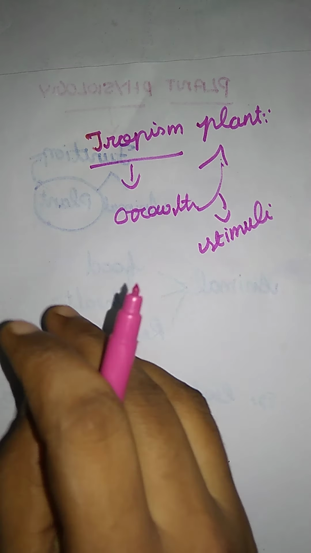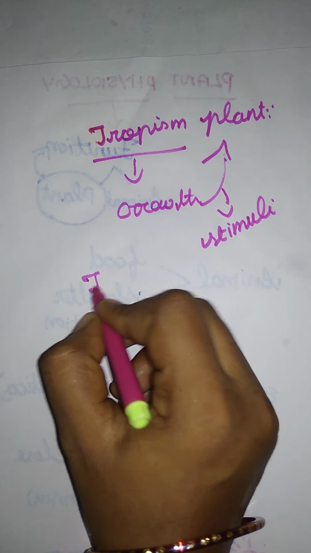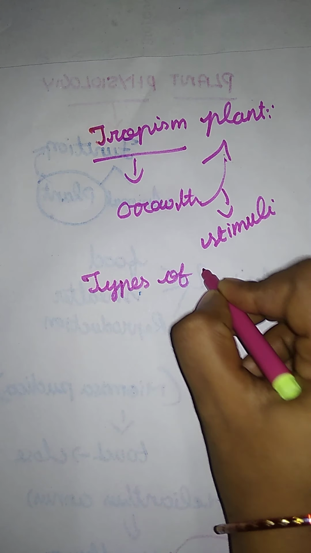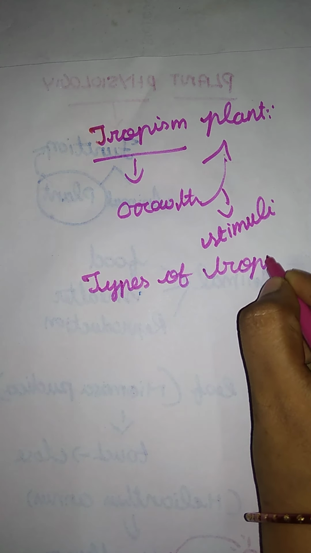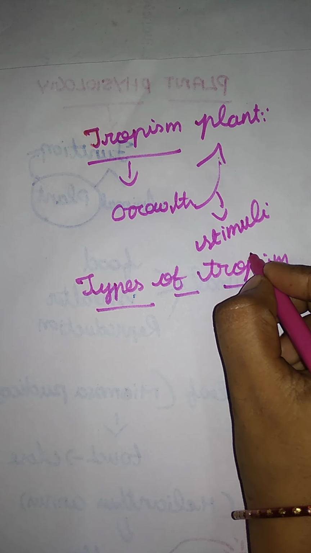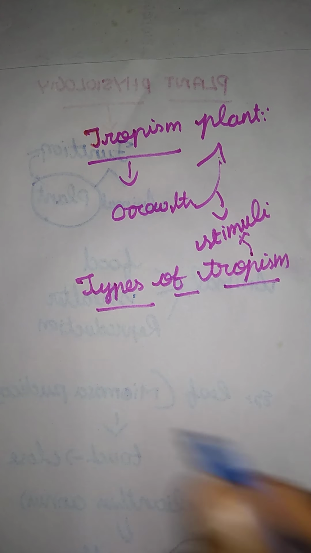Here, what is the stimulus? There are some types of stimuli. There are types of tropism and stimuli. Did we see the types? Types of tropism, and tropism is based on the stimulus. Okay, let me see that one by one.